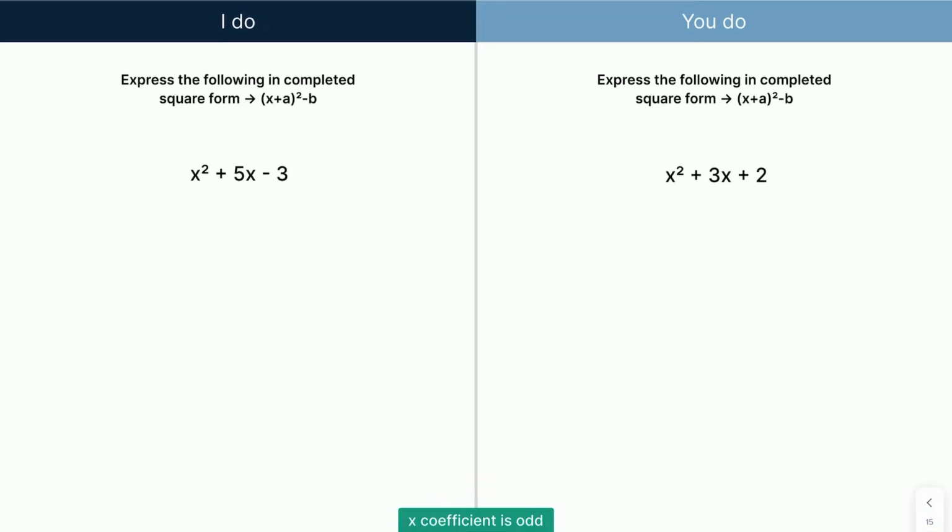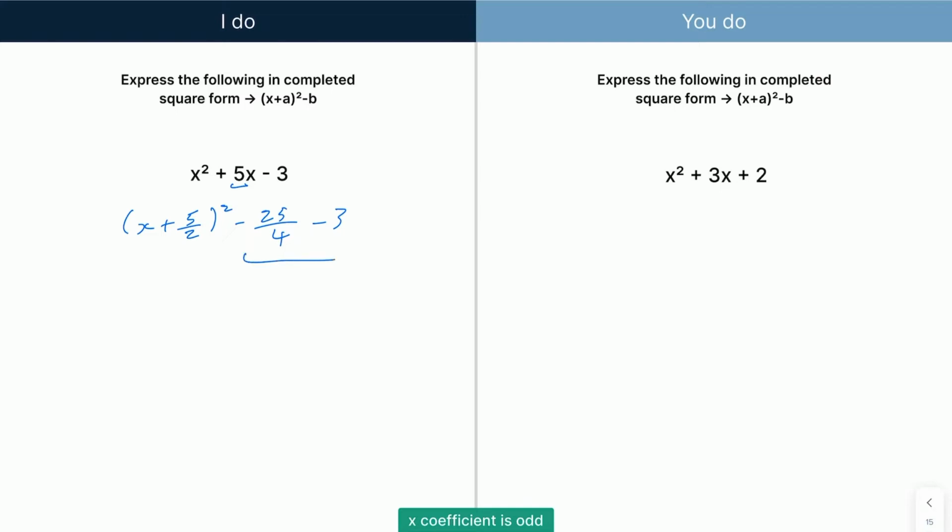Okay, so we're going to write the brackets as usual. Now you might be tempted here to half the 5 and write it as 2.5. You don't want to write it as a decimal. It's easier to work with a fraction, so we're just going to write 5 over 2 squared. Now if you square the 5 over 2, you end up with 25 over 4, and we copy the 3 down, which is minus 3.